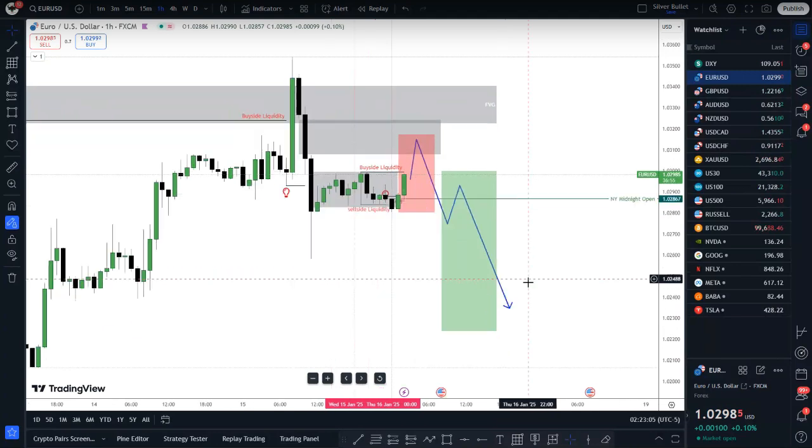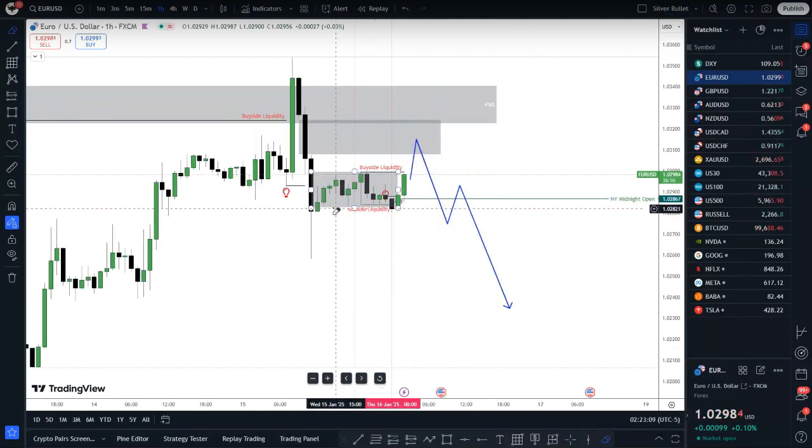Simplest way: accumulation, manipulation, and distribution. So once you know what the next candle is going to do, you want to find its opening price. If you are bearish, you want to see the price manipulating higher above the opening price. If you are bullish, you want to see price manipulating below the opening price, and take advantage of it just like that. So this is going to be our euro.